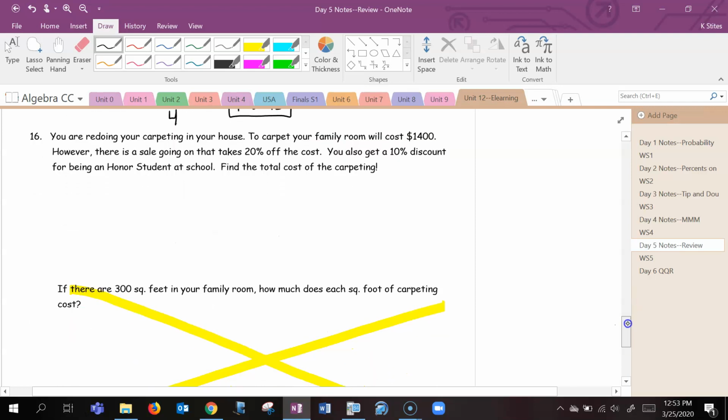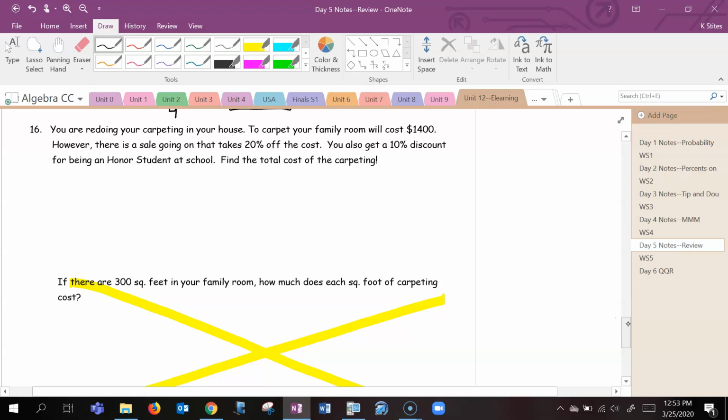Great, one left. You are redoing your carpeting in your house. To carpet your family room will cost about $1,400. However, there is a sale going on that takes 20% off the cost. You also get a 10% discount for being an honor roll student at school. We're going to find the total cost of the carpeting.